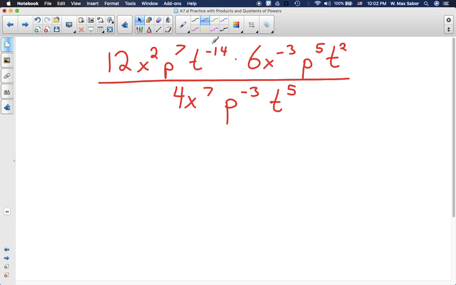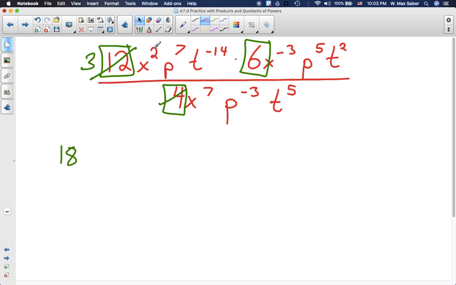Okay, now when you start seeing things like this, I like to look at one type of thing at a time. So let's look at the numbers first. 12, 6, and 4. So 12 divided by 4 is 3, and 3 times 6 is 18.